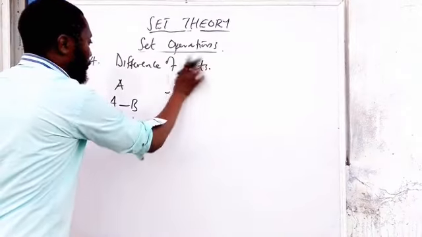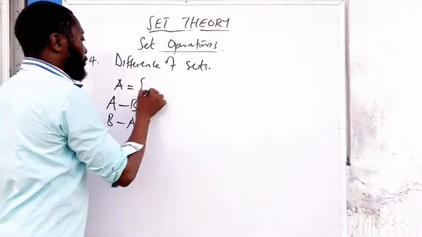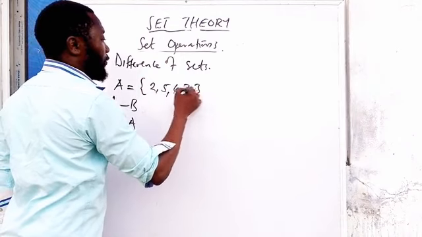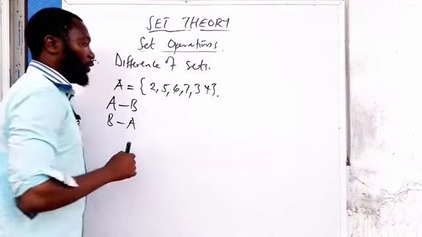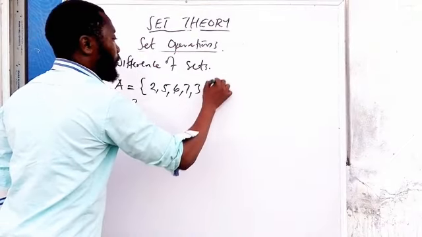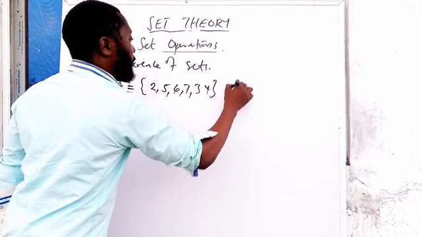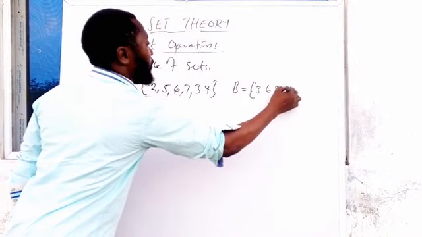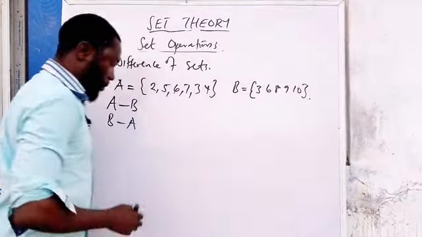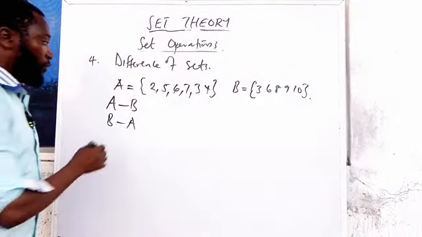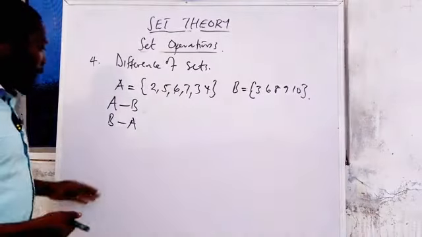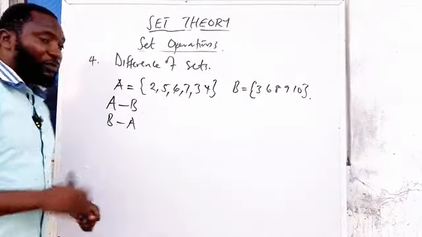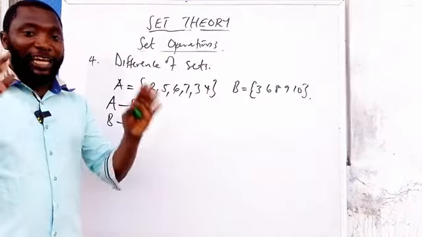For example, suppose we have this set A equals 2, 5, 6, 7, 3, 4. We have another set B, 3, 6, 8, 9, 10. Now, A minus B and B minus A are not always the same. Whenever A minus B equals B minus A, it means the two sets are the same.